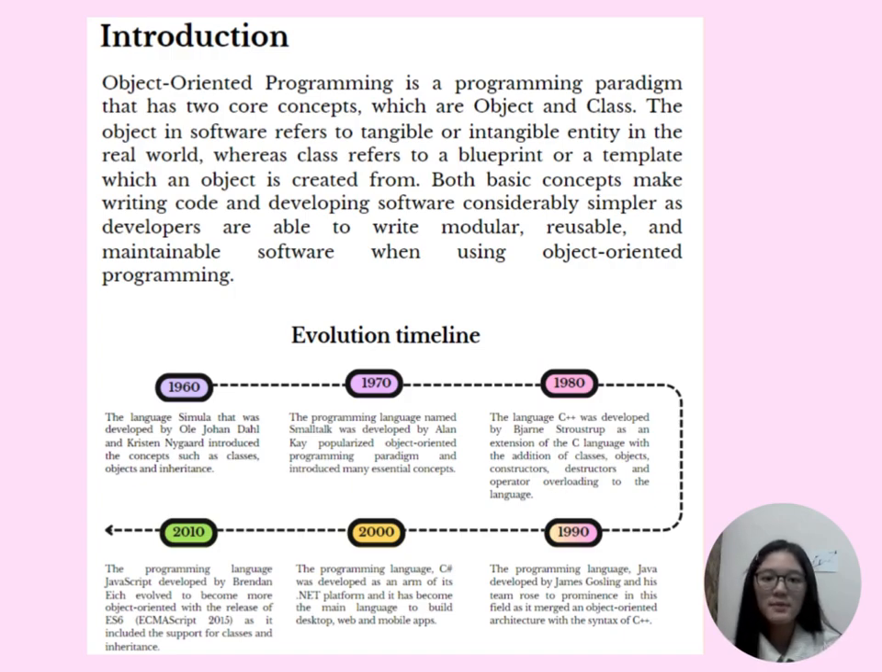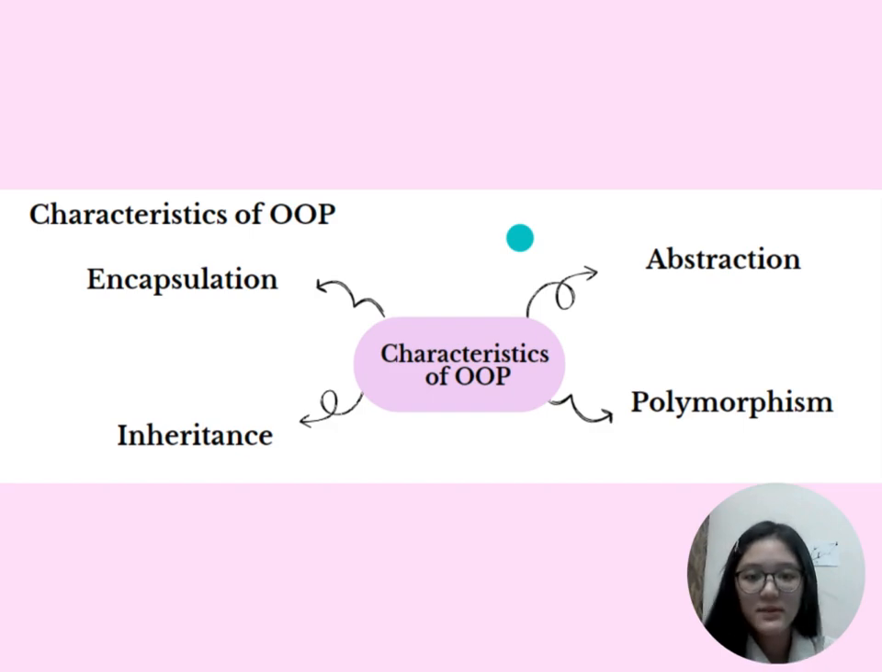Object-oriented programming is a programming paradigm that has two core concepts, which are object and class. The object in software refers to a tangible or intangible entity in the real world, whereas a class refers to a blueprint or a template from which an object was created. Both basic concepts make writing code and developing software considerably simpler. There are four characteristics of OOP, which are encapsulation, abstraction, inheritance, and polymorphism.